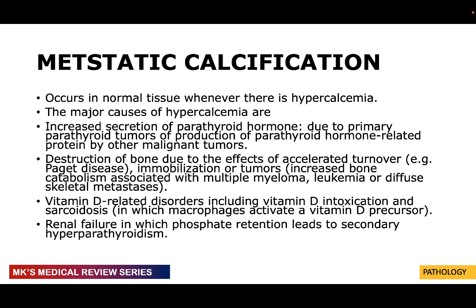In terms of metastatic calcification, it often happens in normal tissues. So it may be in the background of a hypercalcemia. Remember the different things that may cause hypercalcemia. It could be because you're producing a lot of parathyroid hormone. For example, there's a tumor of the parathyroid that's producing parathyroid hormone, parathyroid hormone related proteins by even other malignant tumors, or even just producing parathyroid hormone.